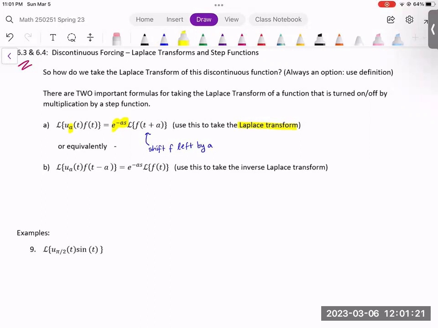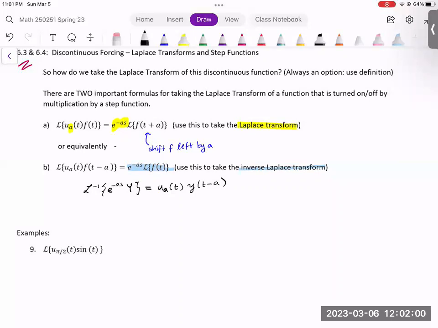Or if we want to go backwards, we're going to use this other formula because it has a nice, simple right-hand side. This says that the format that we're often going to write it in is if you have e to the negative as times Y, that this is going to be equal to u(a) of t times y of t minus a.